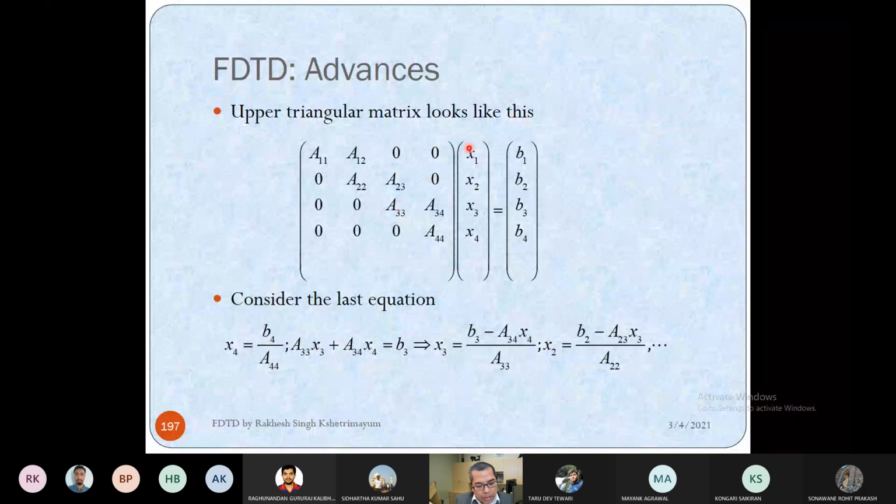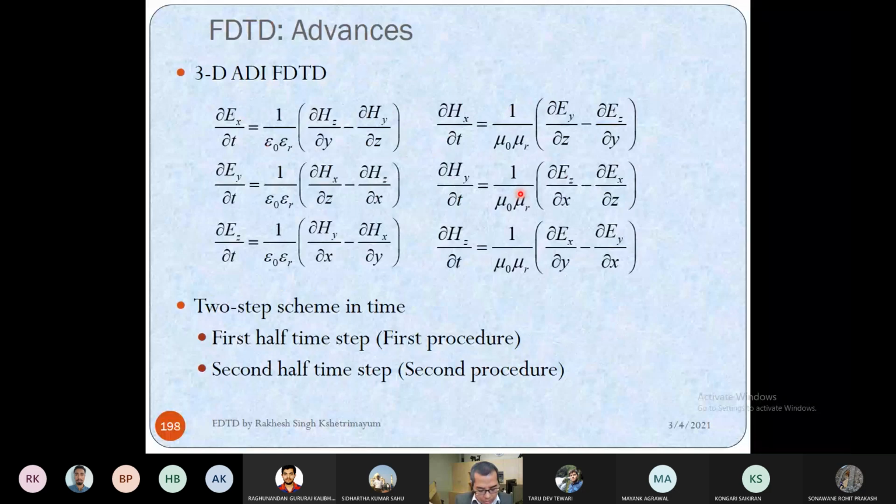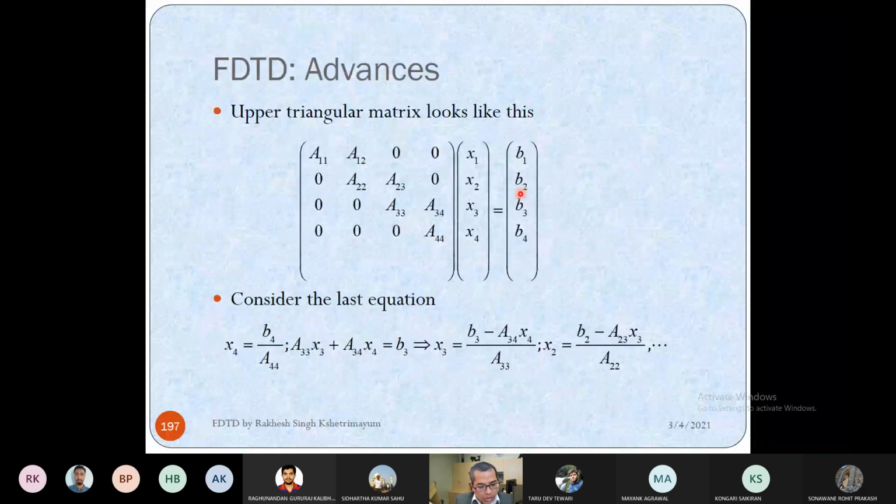Similarly, the second row you multiply with this, and what you have is A22 X2 plus A23 X3 is equal to B2. From there you can find X2. X2 is B2 minus A23 X3 divided by A22. But I already know X3 from the previous operation. So this is called backward substitution. So you can write a small MATLAB program and do the inverse of a tridiagonal matrix. I have done that. You can also do it.